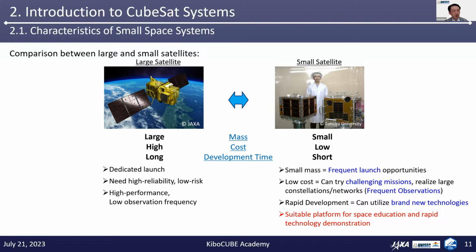Secondly, because of the low cost, you can try challenging missions. And you can also establish large constellations and networks of small satellites, which could provide very frequent observations. Thirdly, because of the short development time, you can utilize brand new technologies. Thanks to these features, small satellites are regarded as suitable platforms for space education, as well as rapid new technology demonstrations.